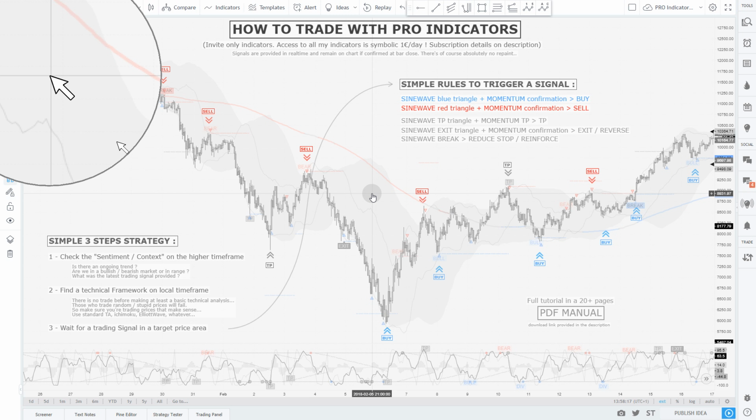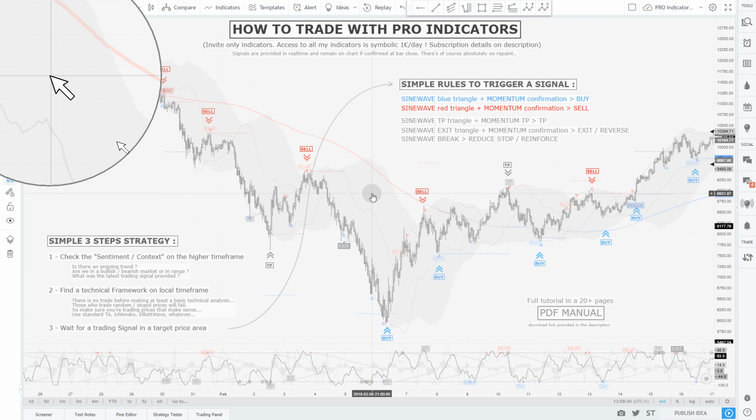It's simple as that. Then you have what I named the technical framework. It means that you cannot trade signals out of nothing. You really need to have a plan, a scenario. And that scenario cannot rely only on the indicators themselves. You need to have something else, something technical. And at that stage, there are nearly unlimited possibilities.